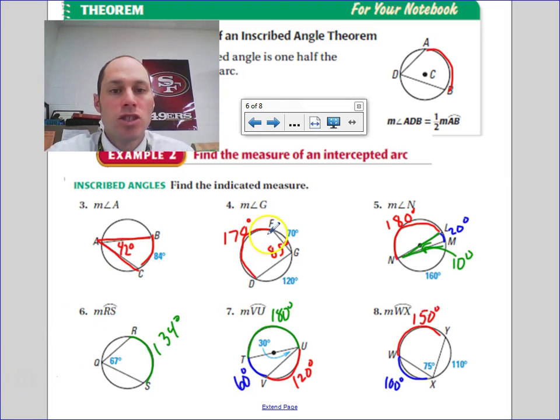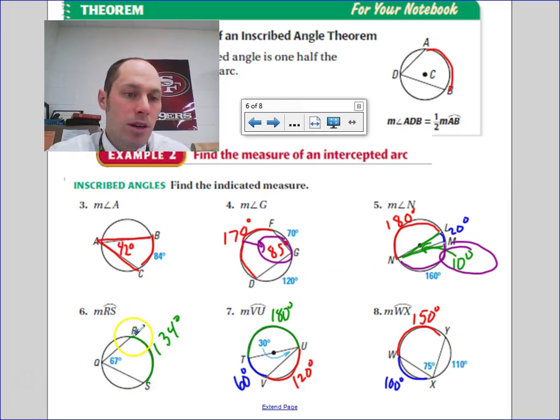Okay, so measure of angle G is going to be half of this arc. This is 70 and 120, 360 degrees total around the point in the circle. So the total of the arcs is 360, so there's 170 left for FD, which means angle G is half that, 85 degrees. Here at angle N, this arc is 160. Here's a semicircle, so that's 180, so I only have 20 degrees left over. So the angle's half that, 10 degrees.